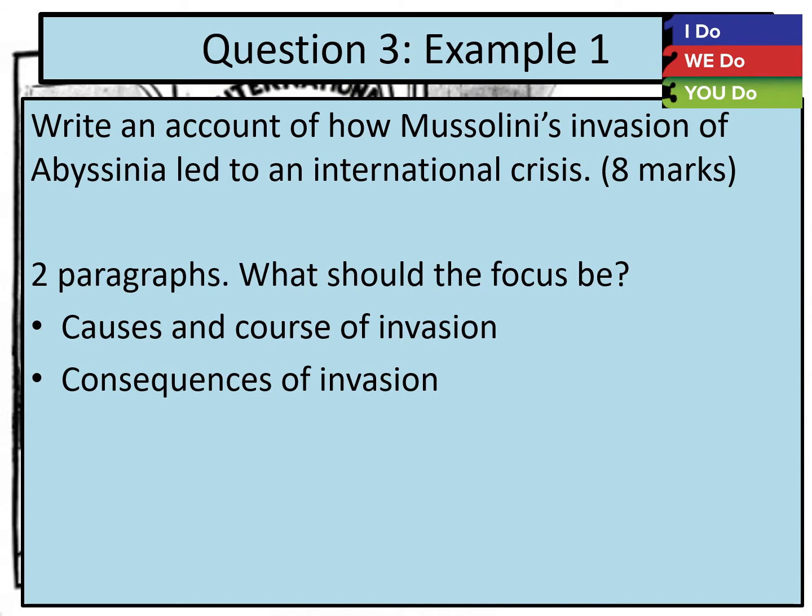The first example of this kind of question is this one here. Write an account of how Mussolini's invasion of Abyssinia led to an international crisis. So we're focusing on the invasion of Abyssinia and how that led to an international crisis. Of course, we're looking to gain 8 marks at 4 marks per paragraph. So with 2 paragraphs, it's quite simple in this kind of event. We can look at what were the causes of the invasion, what actually happened during that invasion, and what were the consequences, really focusing on the League actions and the Italian actions as well.